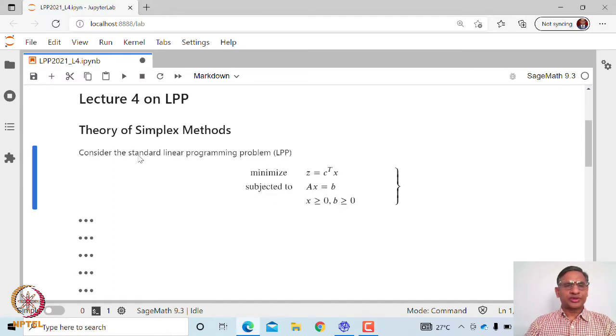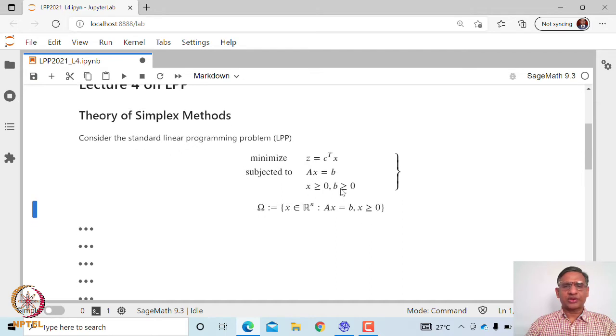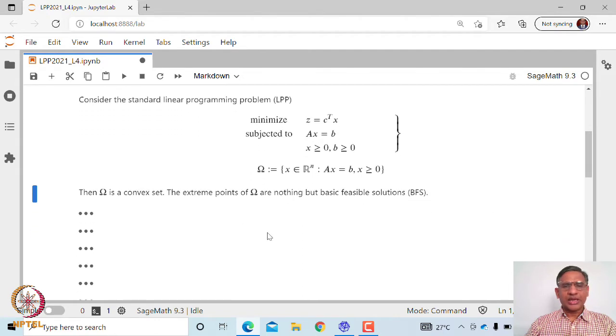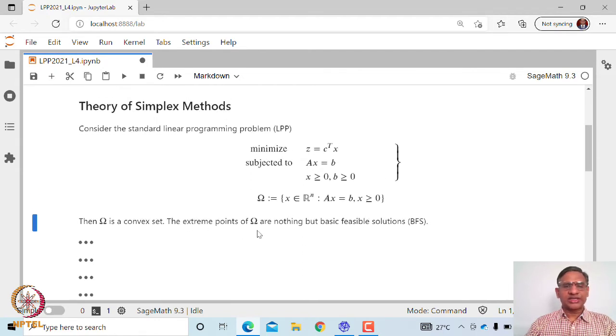As usual, the standard linear programming problem is defined like this. It is of minimization type and subject to equality constraints. All the design variables as well as the right hand side are non-negative. Here omega is the set of all x in Rn such that Ax equal to b and x non-negative. It satisfies all the constraints. So omega is the set of feasible solutions, and we have already seen that omega is a convex set. And also one of the results says that the extreme points of omega are nothing but basic feasible solutions.